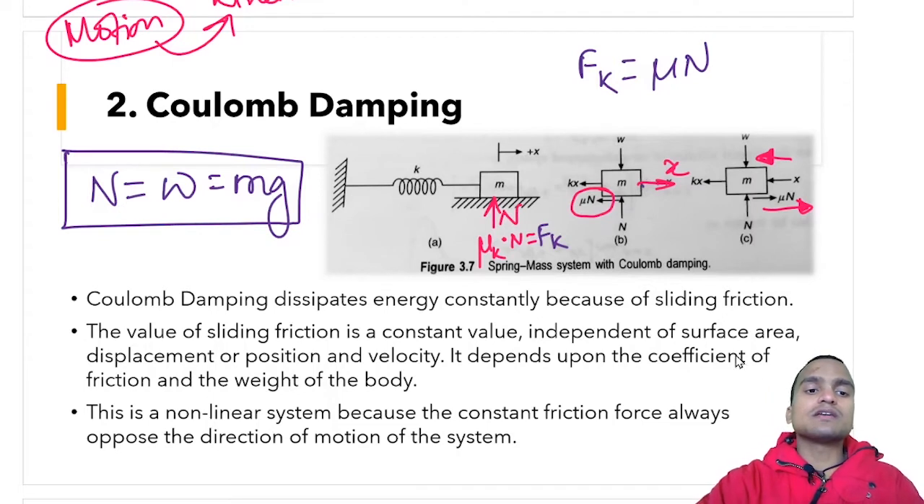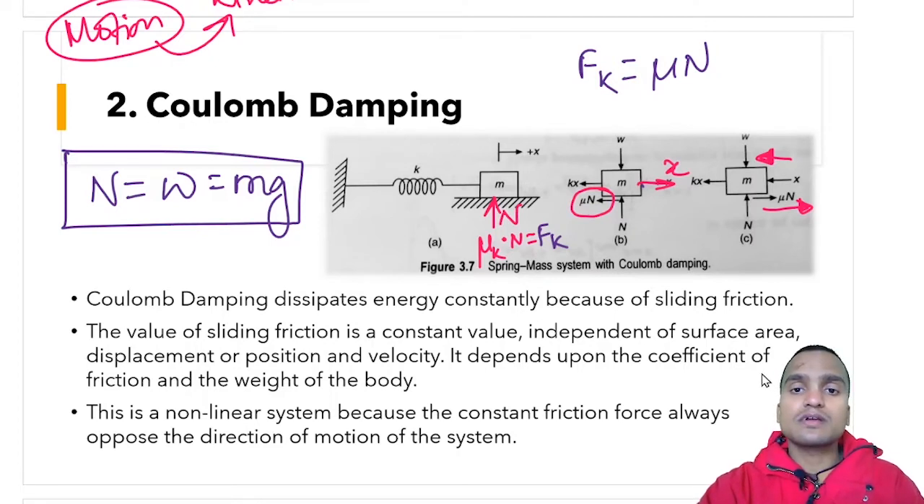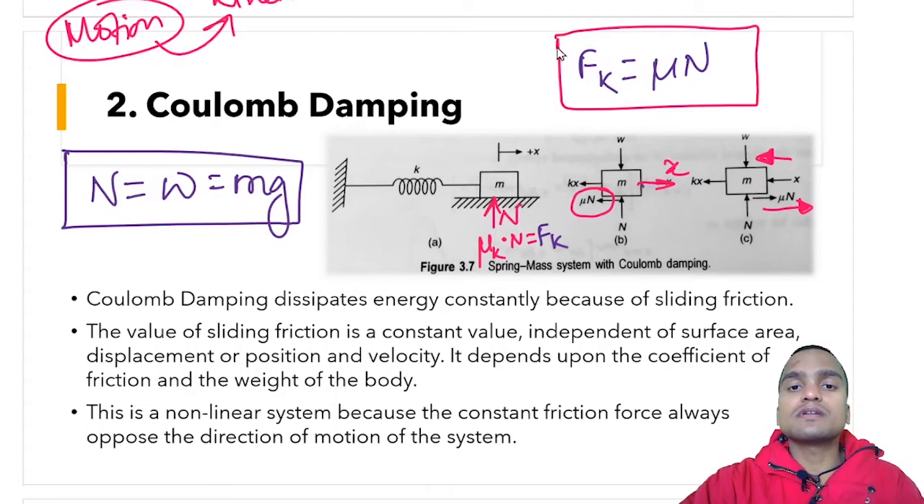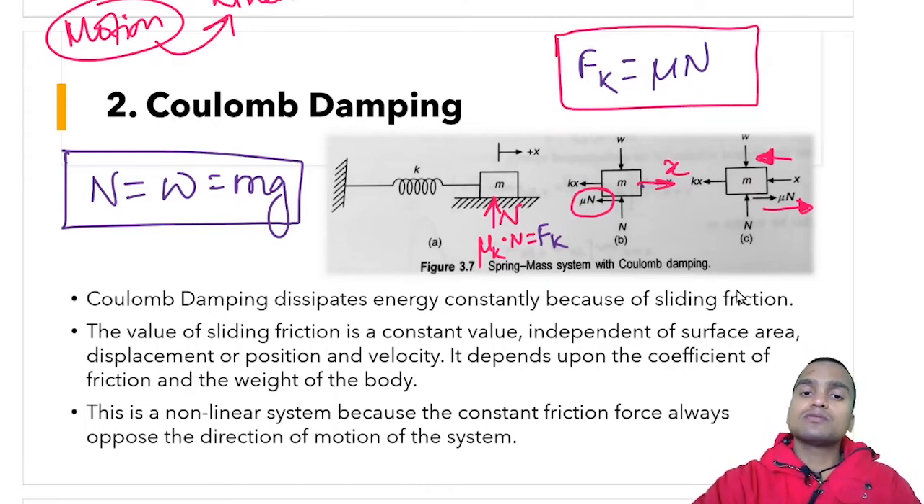So we can say in Coulomb damping, energy is dissipated constantly because of what? Sliding friction. And this value of sliding friction is a constant. How?